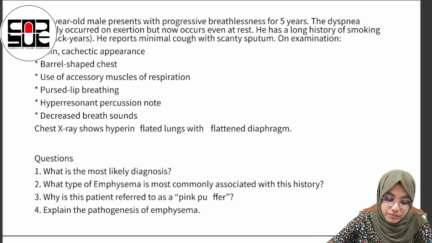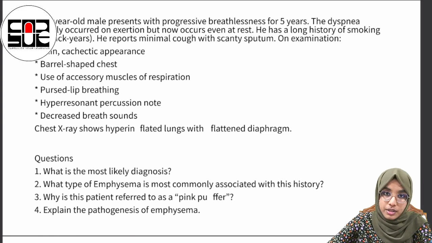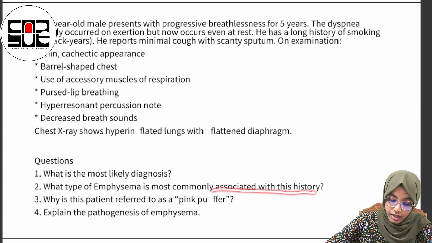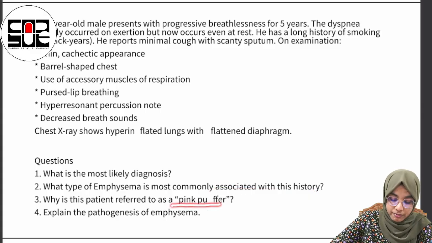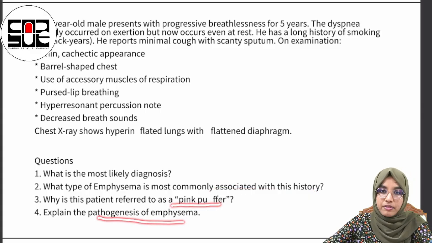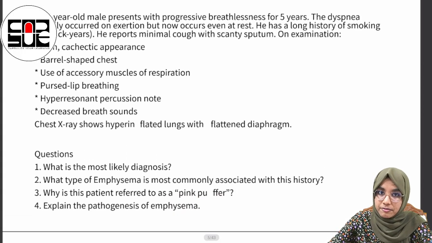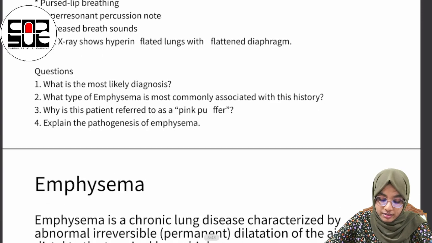On examination, he has a thin appearance and a barrel-shaped chest, and he uses the accessory muscles of respiration. He has pursed lip breathing and hyper-resonant percussion note. The chest X-ray shows hyperinflated lungs with flattened diaphragm. What are the questions? The likely diagnosis; what type of emphysema is associated with his history; why is the patient referred to as a pink puffer in emphysema; and what is the pathogenesis of emphysema? I will not be discussing the answers to these questions. After covering these slides, you should go back and try to answer them.